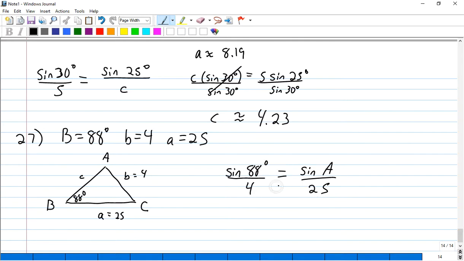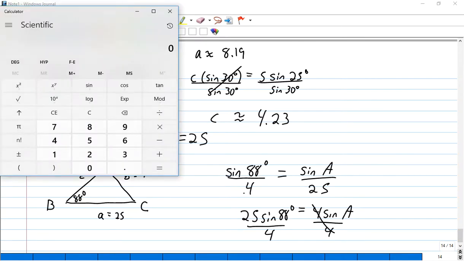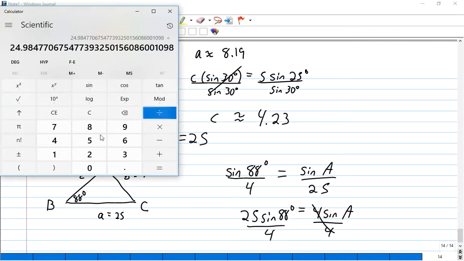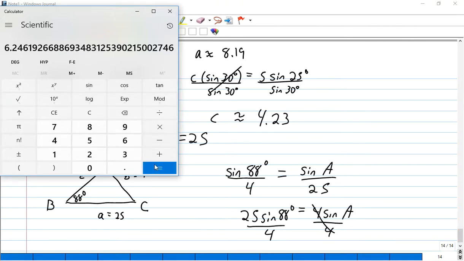Let's cross multiply. So 25 times the sine of 88 degrees equals 4 times the sine of A. Divide both sides by 4. Alright, so this is where you use the inverse sine in the calculator, but you have to do all this stuff first. So 25 times sine 88 equals, divided by 4 equals, and now you do inverse sine.